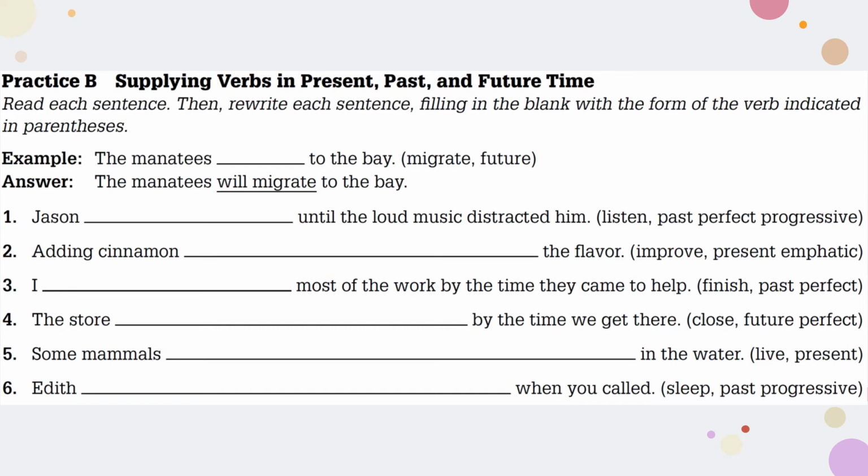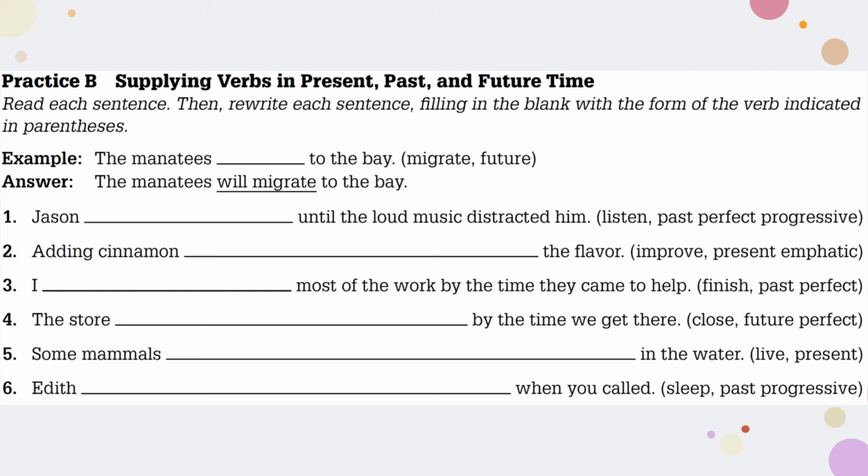Practice B, supplying verbs in present, past, and future time. Read each sentence, then rewrite each sentence, filling in the blank with the form of the verb indicated in parentheses. For example, the manatees migrate to the bay, so we have to put it in the future.